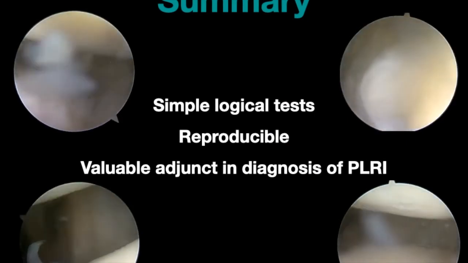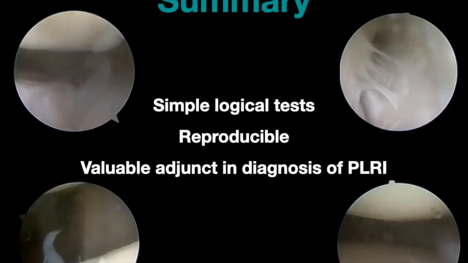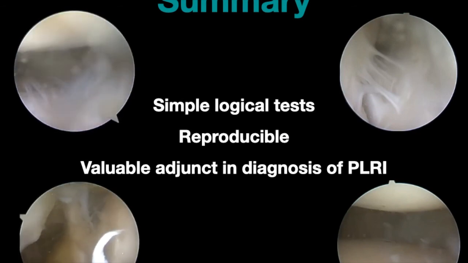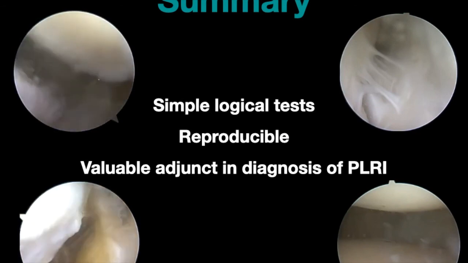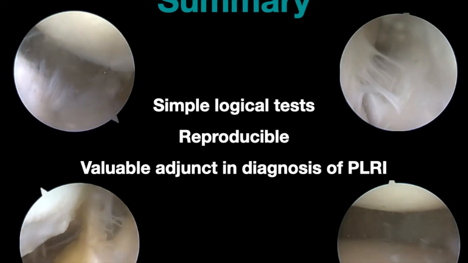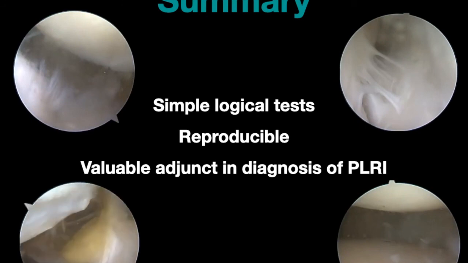So these are just some simple logical tests that are easy to perform and very reproducible, and we find them very valuable as an adjunct in the diagnosis of subtle posterolateral rotatory instability.